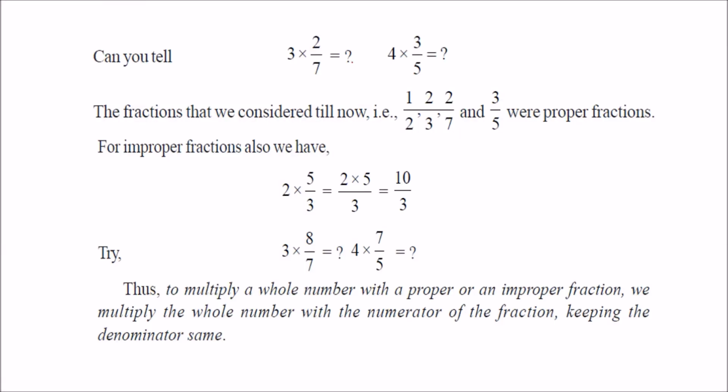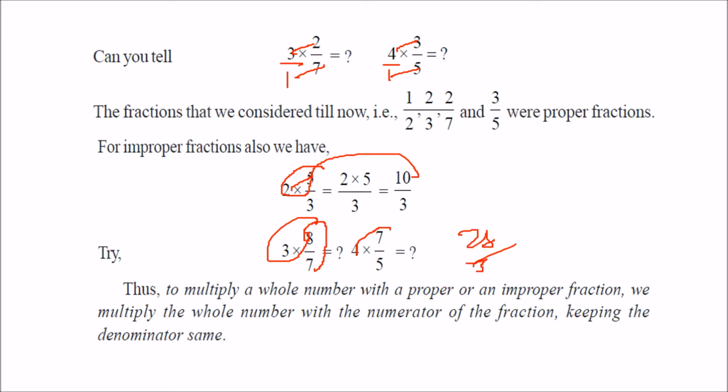So anything like this, you just have to take the denominator as 1 for the whole number and multiply numerator by numerator, denominator by denominator. So 5 into 2 is 10, this is 10 by 3. 8 3s are 24, this is 24 by 7. 7 4s are 28, this is 28 by 5.